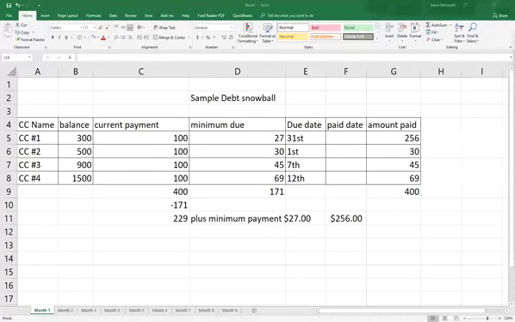Last week we talked about the debt snowball. I did a video just chatting with you guys about what that means and how you can use a debt snowball to pay off your debt quickly. Well, today I wanted to share my screen with you and actually show you what that looks like because some people aren't as visual as others.